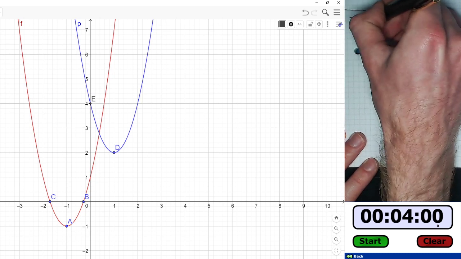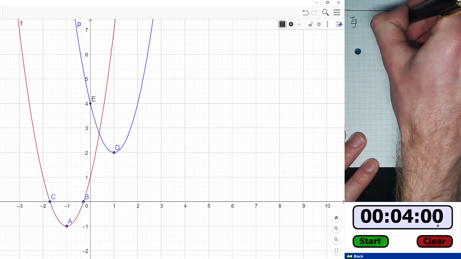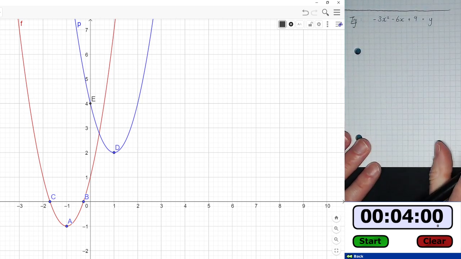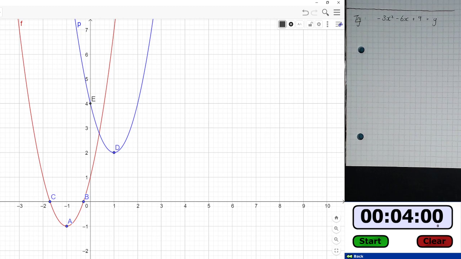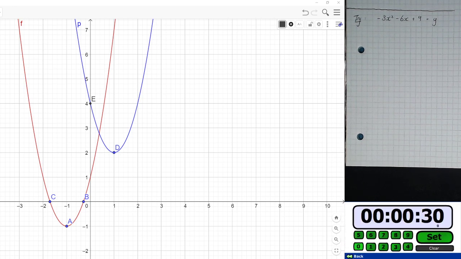So, how about the equation negative 3x squared take away 6x plus 9 is equal to y? I'm going to give you 30 seconds to think, what would our first step be? Have a think. What would you do first?